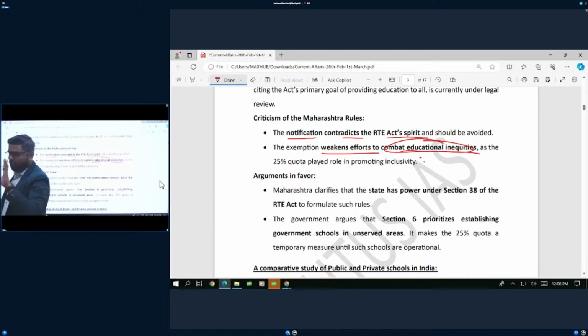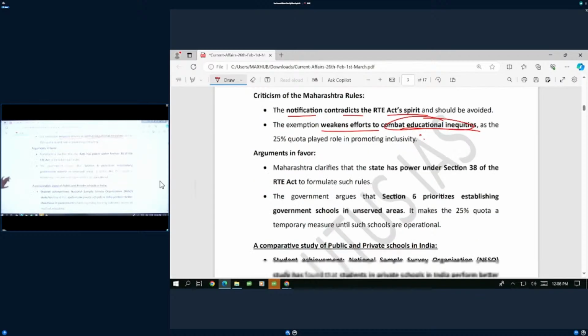Clear है? So one advantage and one disadvantage. Advantage is that this policy will promote government schools and pressurize government to provide better facilities. Disadvantage is that the educational inequality will further increase in Maharashtra. Clear this much? Now let us see arguments in favor. मैंने आपको बता दिया छोड़ो से.